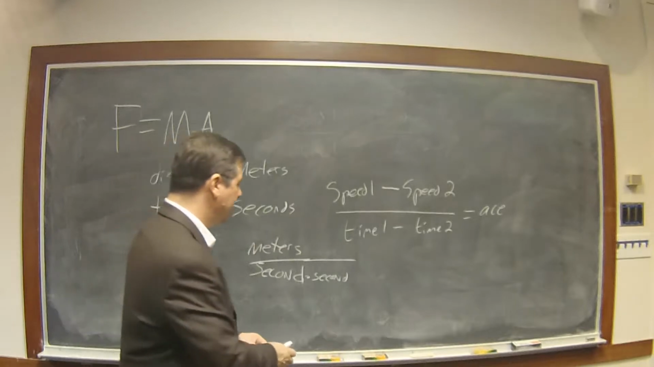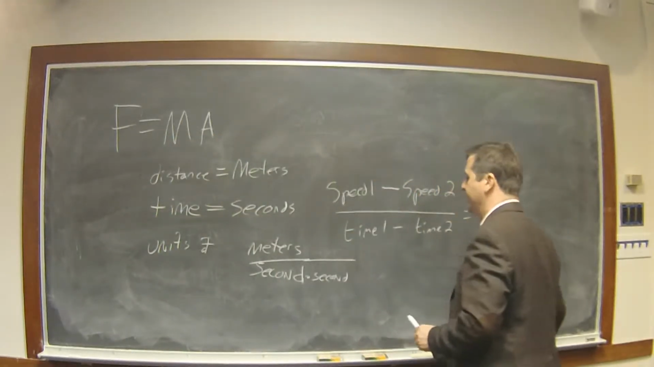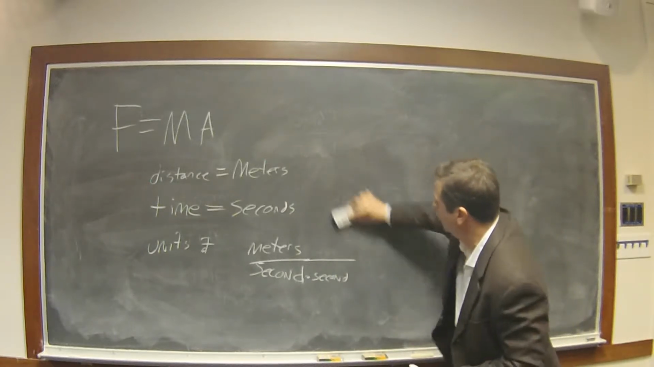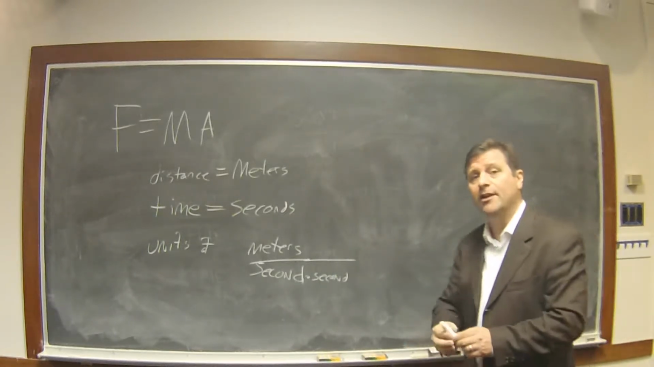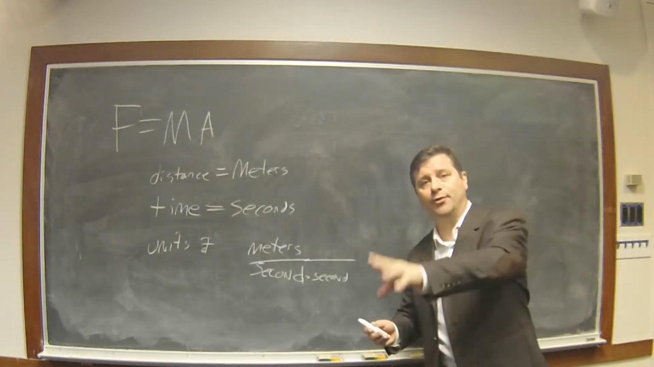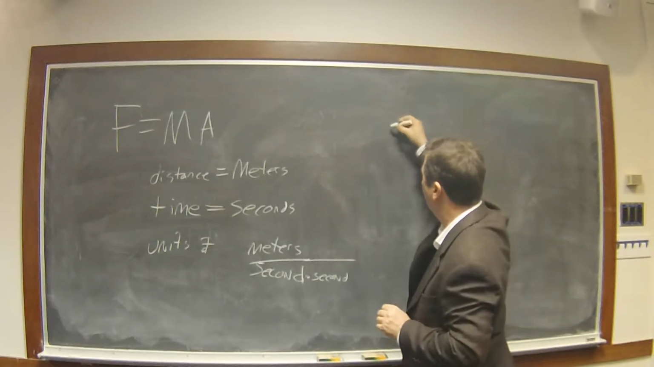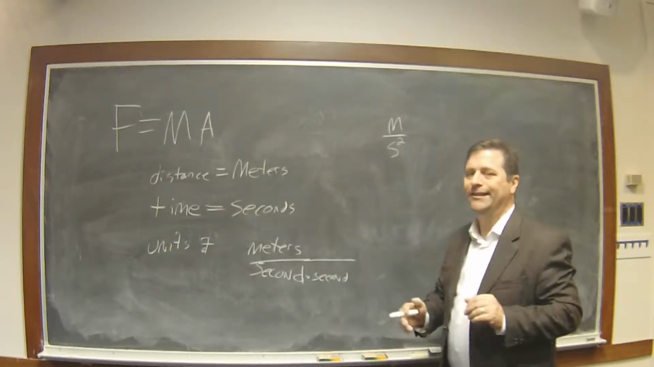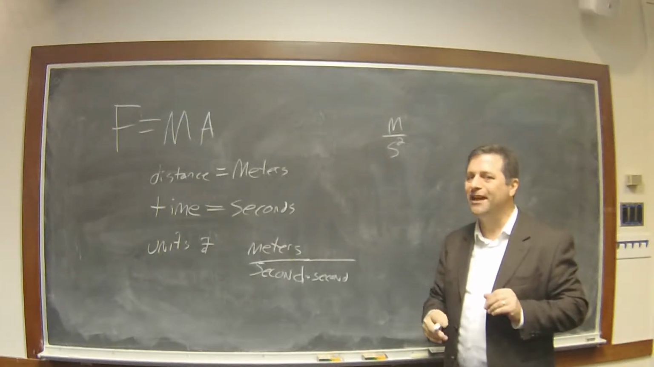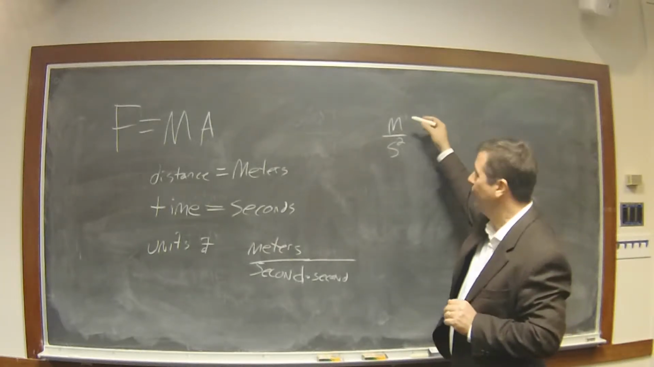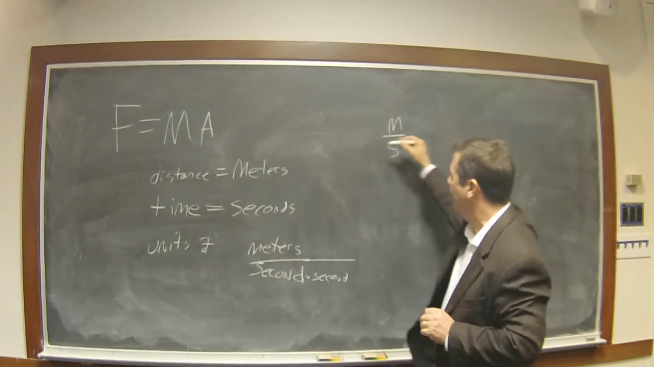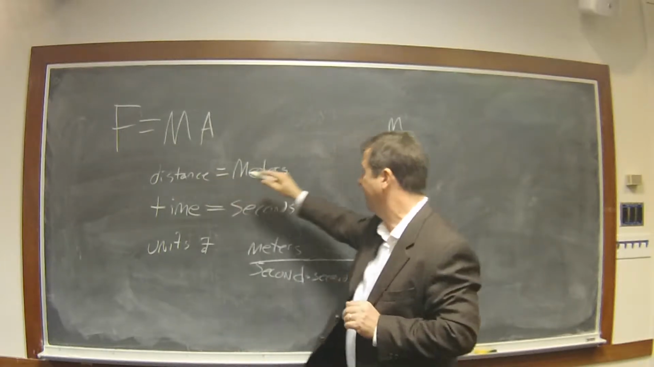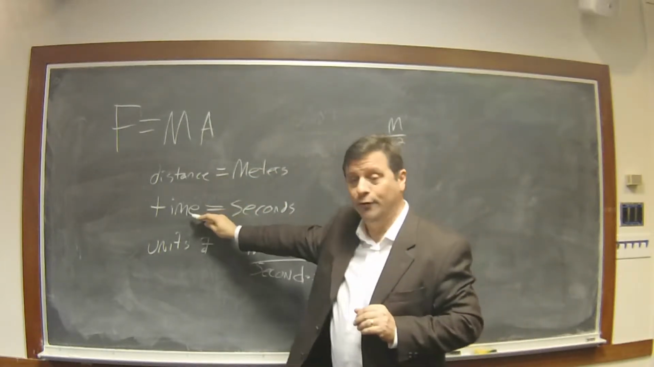So the units of acceleration are distance per time squared. I like to say it like that. The units of acceleration, what we measure acceleration in, are meters per second squared. You notice what I did there? Here's a scary thought. The units of acceleration are in meters, which is a distance unit, and seconds, which is a time unit.